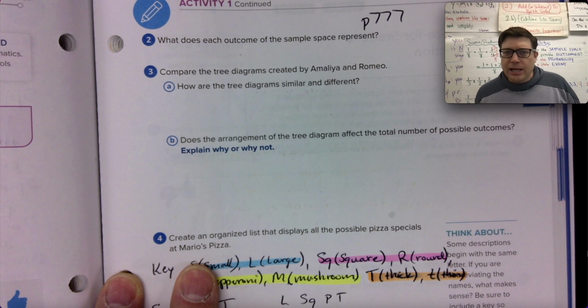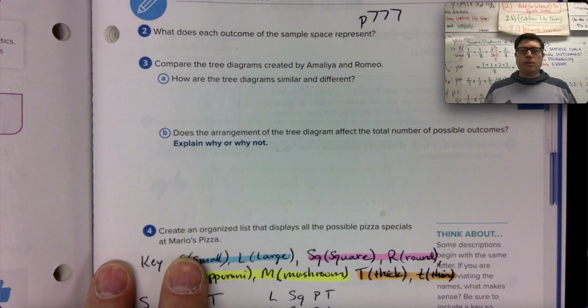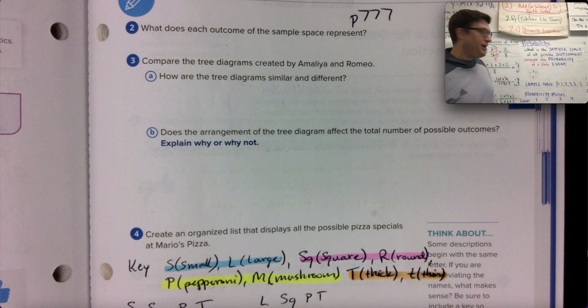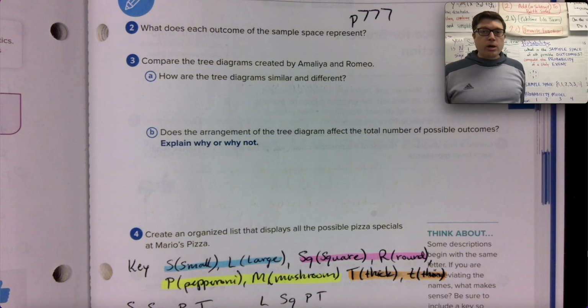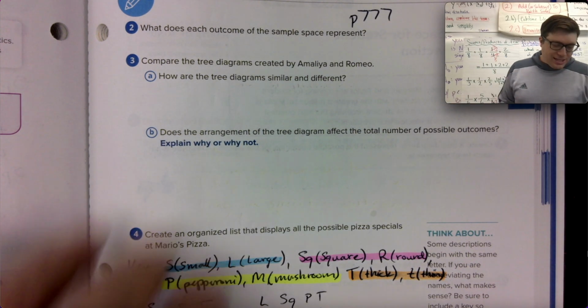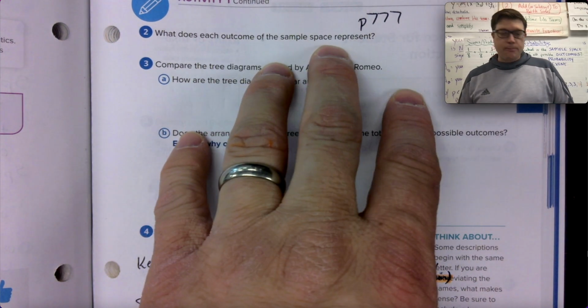where's the probability in that? Where's the probability in the tree diagram? Because this is what this is all about. Computing probabilities and looking at the sample space, the number of outcomes, the event, etc. Those wonderful vocabulary words. What does each outcome of the sample space represent?